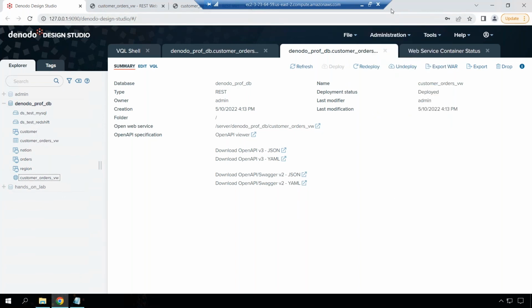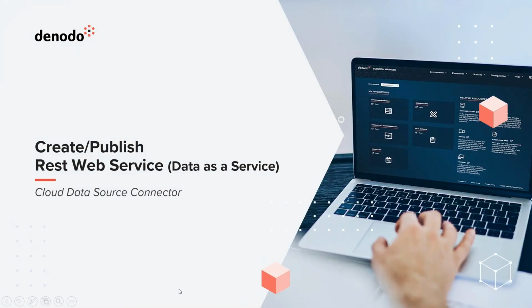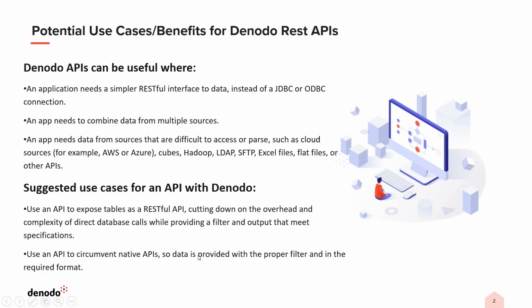All right, so with that, we can wrap up. Just a few closing comments here. There's quite a few use cases for the APIs, where when an app needs to combine data from multiple sources, you can build that API. Another scenario is when an application needs a simpler RESTful interface to data instead of JDBC, ODBC. A lot of the cloud data sources could be difficult to access, so you can expose that data, as I showed you, coming from different sources. So those are some of the key benefits.